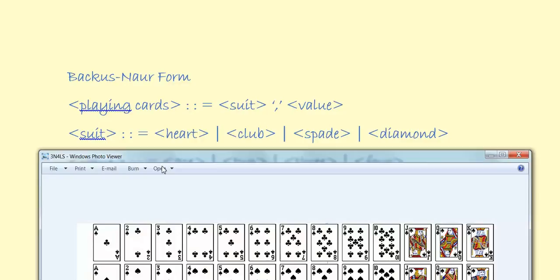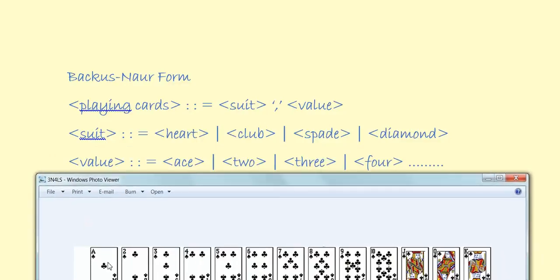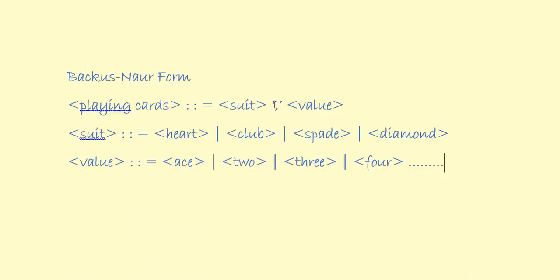So let's have a look at our image. There we go. So we have ace, 2, 3, 4, and we could carry on up to 5, 6, 7, 8, 9, 10, jack, queen, and king. So we've defined what values are.